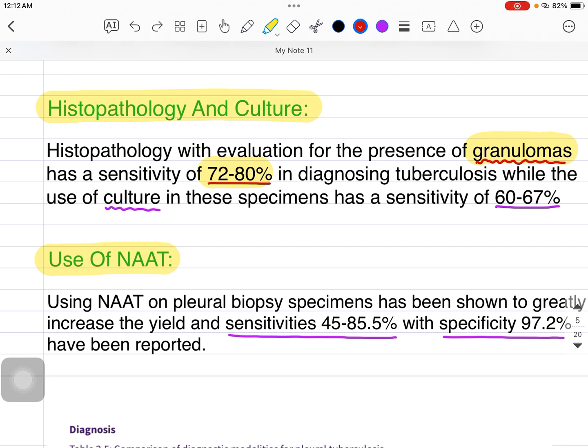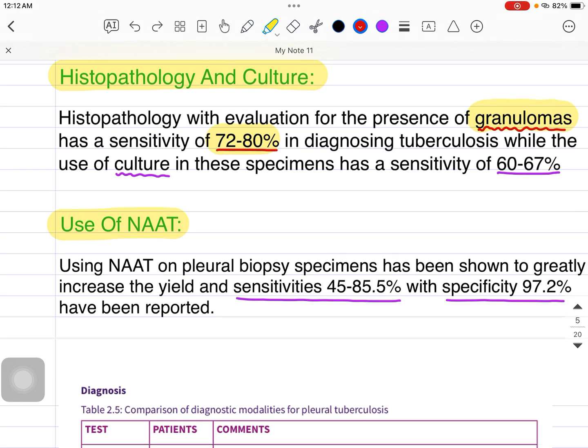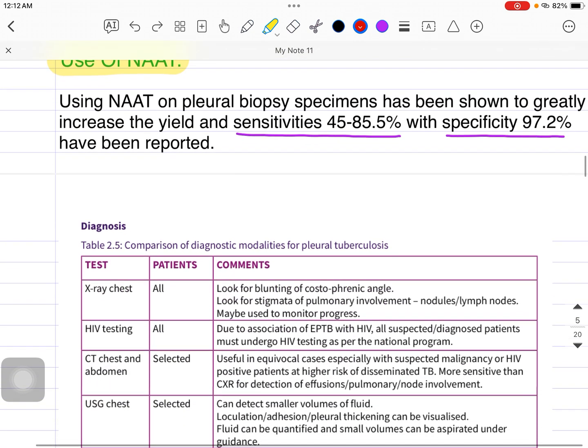So around 45 to 85% chances are there on pleural biopsy if we are running the NAT. So it is increasing the chances for the diagnosis. Specificity is also very good, 97.2%. So we should definitely go for the NAT in the pleural biopsy cases, right?